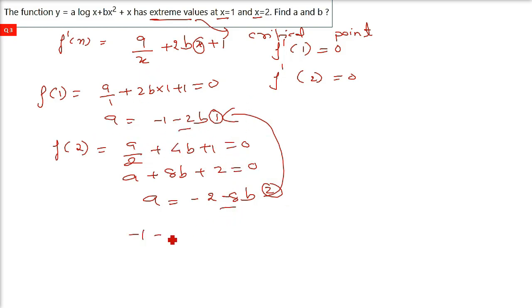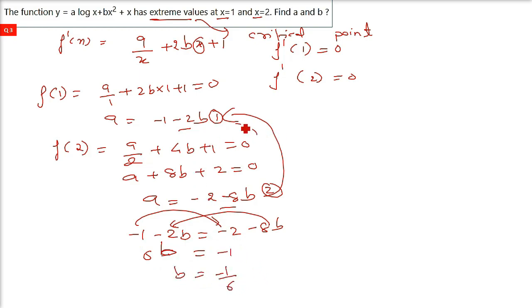Let us solve this. Minus 1 minus 2b is equal to minus 2 minus 8b. Take the b terms to one side and the constant values to the other side. We get 8b minus 2b as 6b, and on the right you will get negative 1. So b is negative 1 by 6. Now replace this b equals negative 1 by 6 in either equation 1 or 2, and from here you are going to get a. So this a and b are the values asked in this question. b is negative 1 by 6, a is negative 2 by 3.